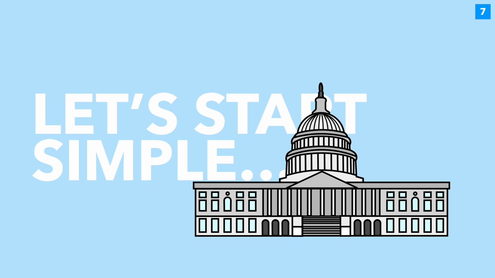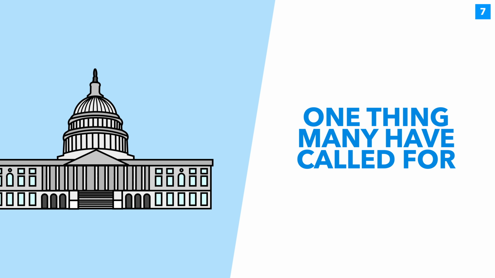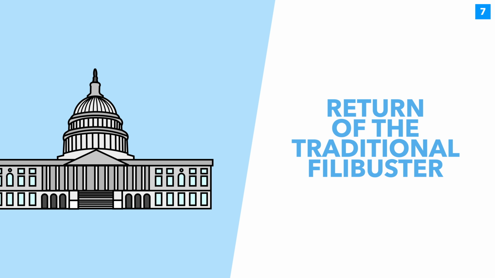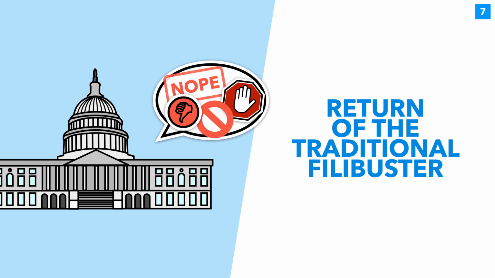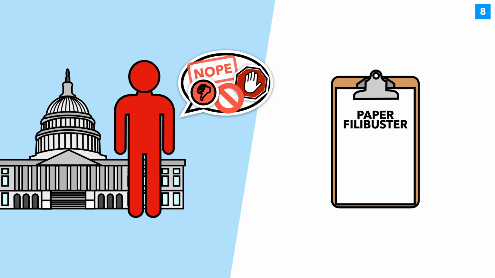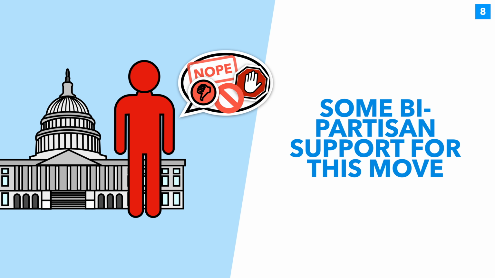Well, let's start off with the simple stuff. One thing that's being called for, including by Joe Biden, who's generally been pretty coy on the whole controversy, is the return of the old school filibuster, which would actually require senators to turn up, speak, and put effort into stopping bills from passing, in contrast to the current paper filibuster, where all they have to do is say they oppose something. And this has been suggested and supported by some conservatives too.